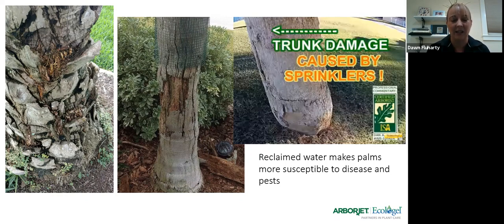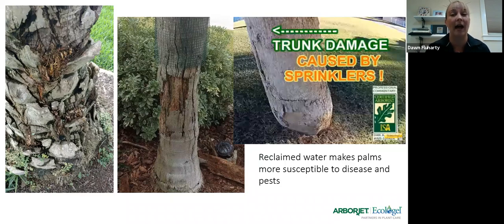And for that matter, try and keep the turf away from your palms. Turf needs water. We got to get the turf water, so we have a tendency of having irrigation right up to it. If you pull those turf lines back by about 3 to 6 feet, you're going to really improve the overall health of your palm. So try not to make them compete with turf.